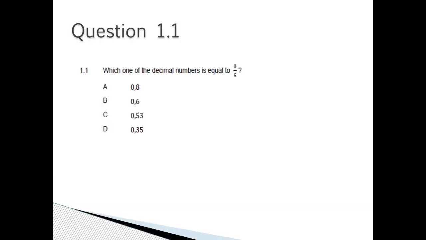Question 1.1. Which one of the decimal numbers is equal to 3 over 5? Is it A, 0.8, B, 0.6, C, 0.53, or D, 0.35?